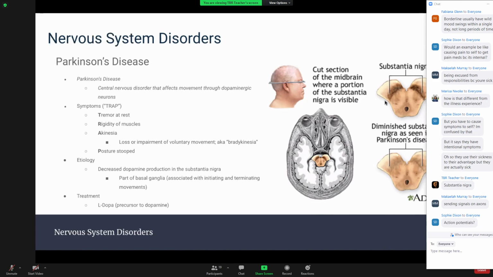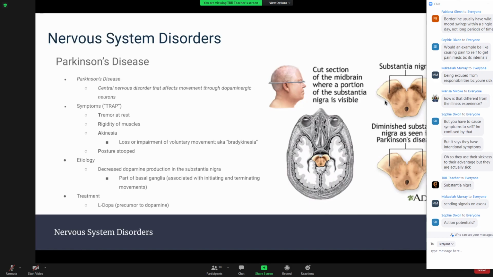The treatment for Parkinson's disease is L-DOPA, which is a precursor of dopamine. So if what you have is a decreased production of dopamine, the idea is, well, let's give the person dopamine to help them with that. This unfortunately isn't a cure for Parkinson's disease, but it is something that helps with the symptoms of it.